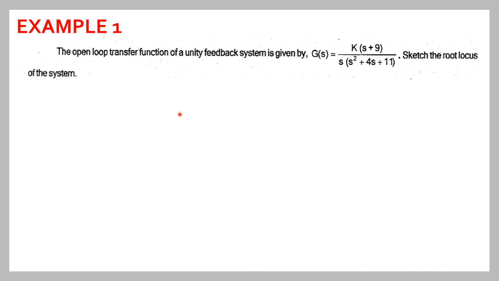Let us discuss example 1. The given open loop transfer function is G(s) = K(s + 9) / (s(s² + 4s + 11)). It is asked to sketch the root locus and to find the stability of the system. K represents system gain, G(s) represents the open loop transfer function.